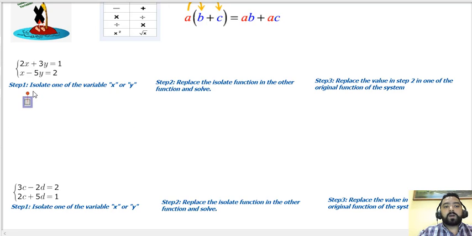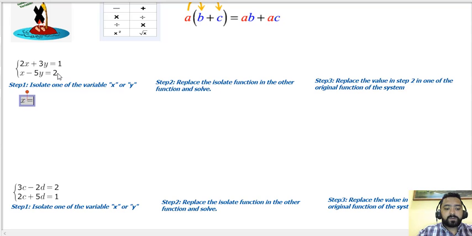Remember, step 1, you have to isolate one of the variables. You can isolate the first equation or the second equation in the system, but it's optional. In this case, I'm going to choose the second one because it's easier to isolate. And I'm going to isolate for x. So I'm going to have x equal.